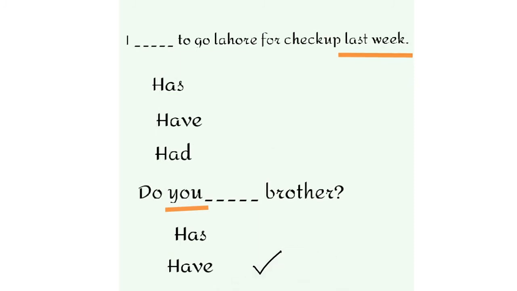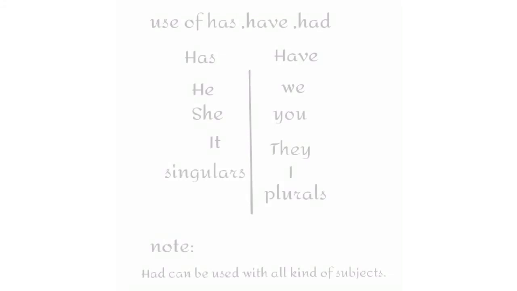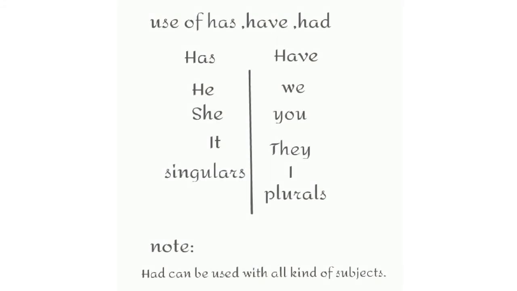Here is a chart. You can see I have categorized the 2 types of subjects. On one side has and on the other side have. We use he, she, it and singular subjects with has, and we, you, they, I and plurals with have. So if you remember this chart, it will be easier for you to put in the right place.